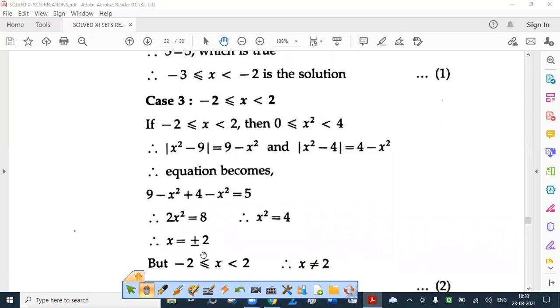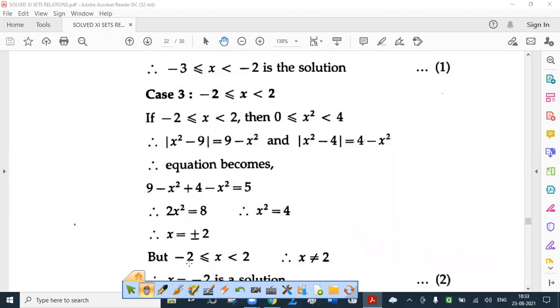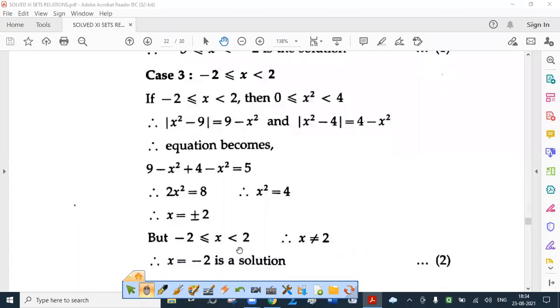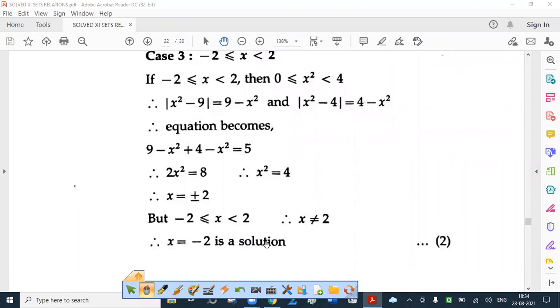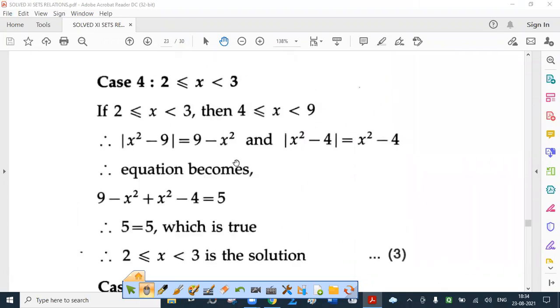But note that x cannot be 2. Why? Because minus 2 less than or equal to x less than 2. So only x equal to minus 2 is the solution. Then the next case, suppose 2 less than or equal to x less than 3. So in that case, 4 less than or equal to x square less than 9.